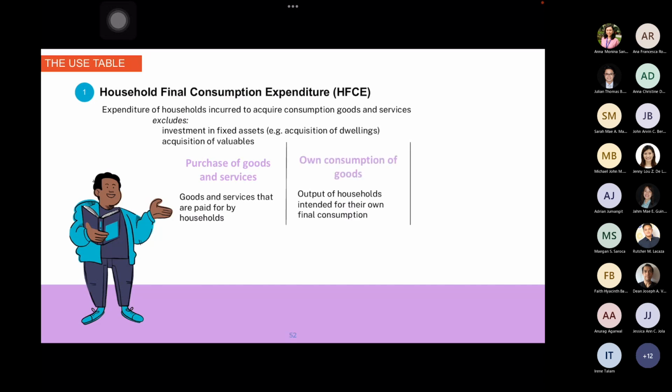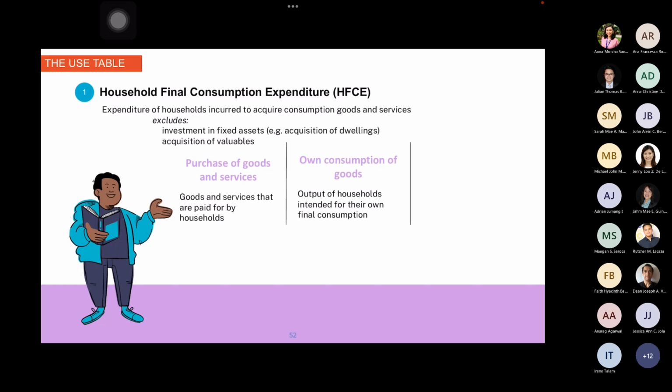Then next, we have own consumption of goods and services. So this would be the output of households intended for their own final consumption. So recall that the goods produced by households for their own consumption are included in the output. And note that this applies only to goods. So with the exception of housing services, the own account production of services may fall outside of the production boundary of the national accounts.